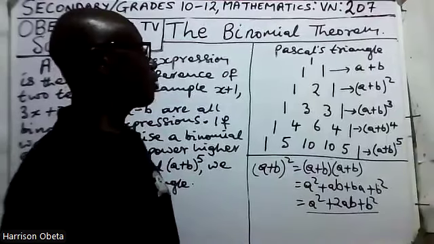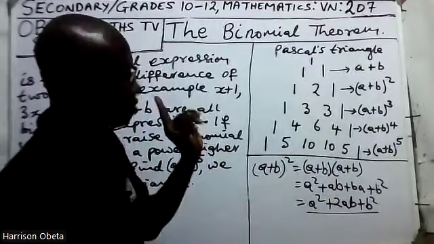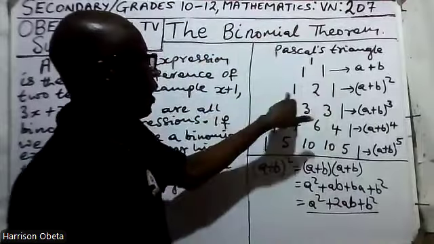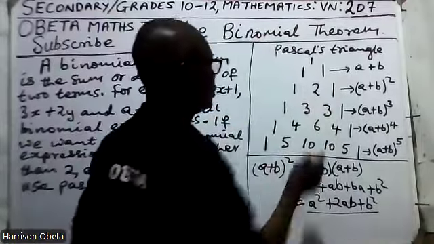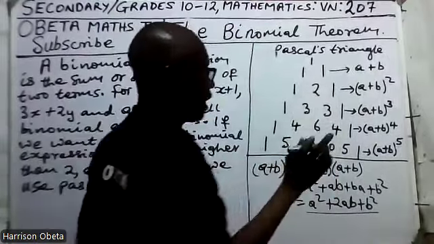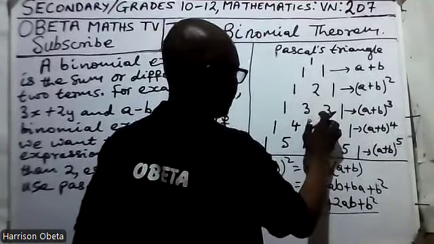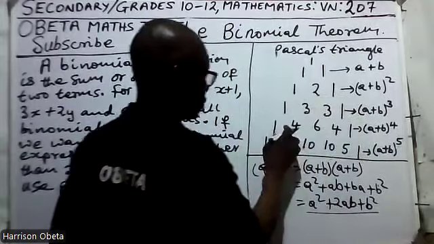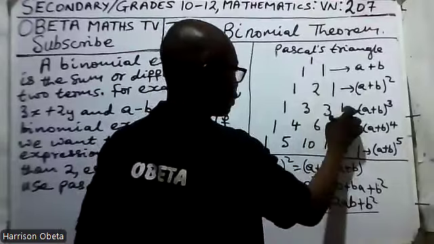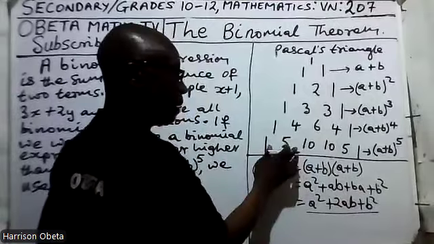Then the question is, how did I come about 1, 2, 1? Watch, you have 1 here, 1, 1, 1, 2, 1. This is how it goes. 1 plus 1 is 2. You go down. 1 plus 2, 3. 2 plus 1, 3. You have your 1, 1 again. Coming down, 1 plus 3, 4. 3 plus 3, 6. 3 plus 1, 4. We have 1 again. Coming down here, this is the fifth power.